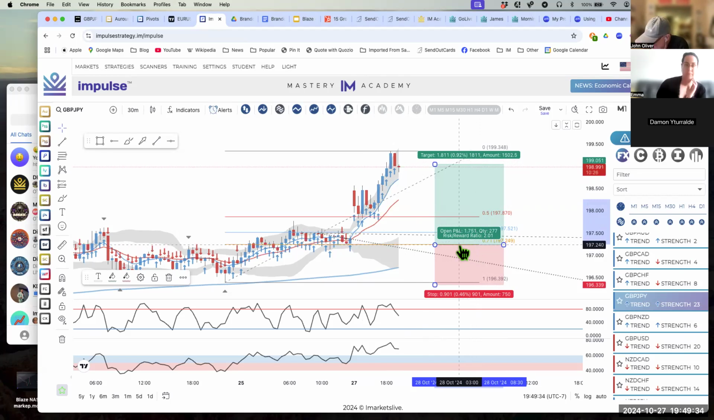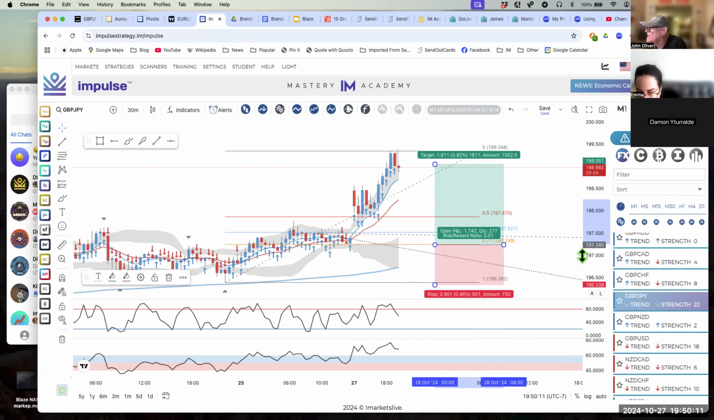So we've got an entry, 71% range is like 197.240. Our stop loss is going to be, it's already in here, 196.339. And our TP is going to be 199.051. That correct?